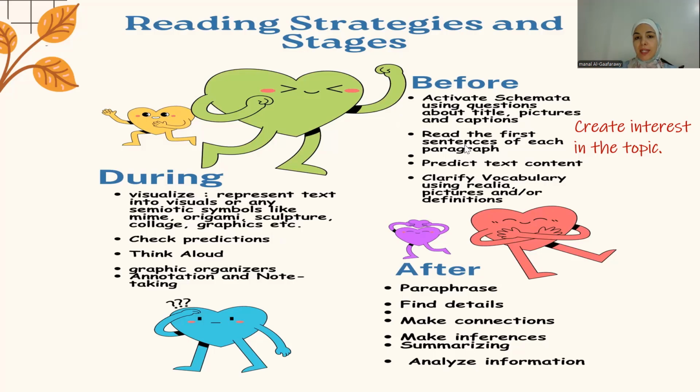Also, I need to guide my students to read the first sentences of each paragraph to have some idea of the main idea of the text, to help them make predictions about the text content and to clarify any vocabulary students may come across in the text. And for teaching vocabulary, you may bring pictures, you may bring realia, use games or mime definitions in order to help them understand the vocabulary. All this happens before the actual reading.